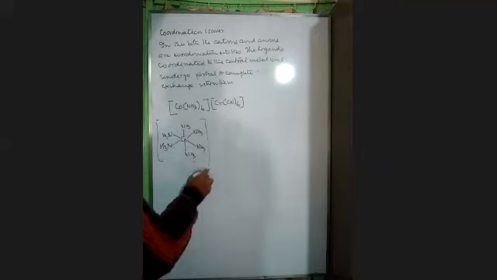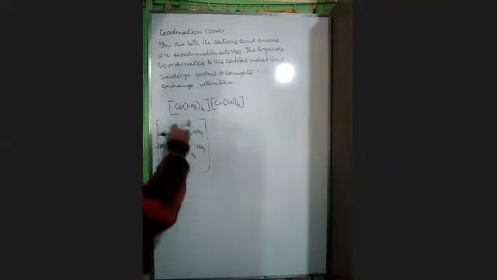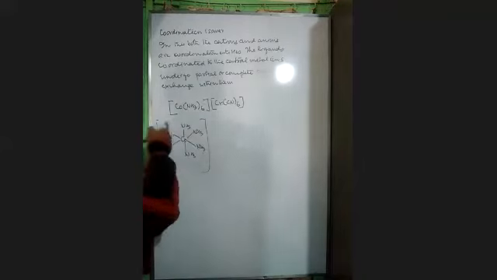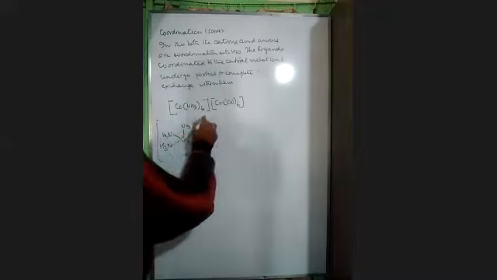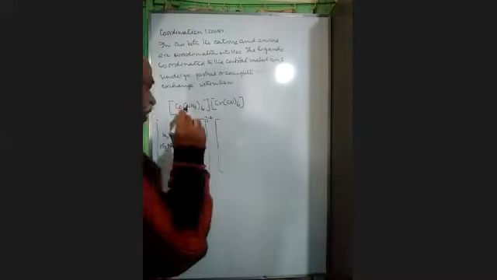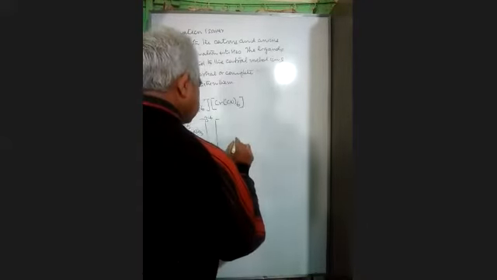See, in this case, the cobalt is bonded to six neutral ammonia. So what is this charge? 3+. Coordination chemistry is very easy. You can score full marks.